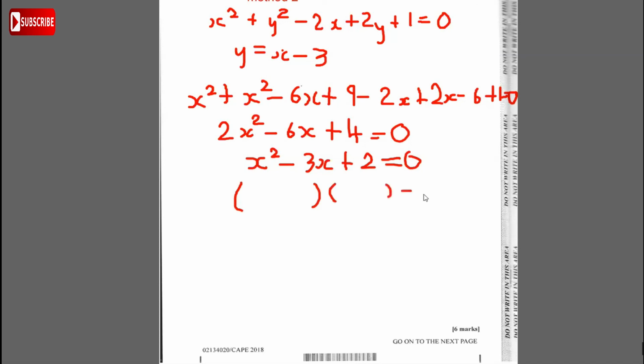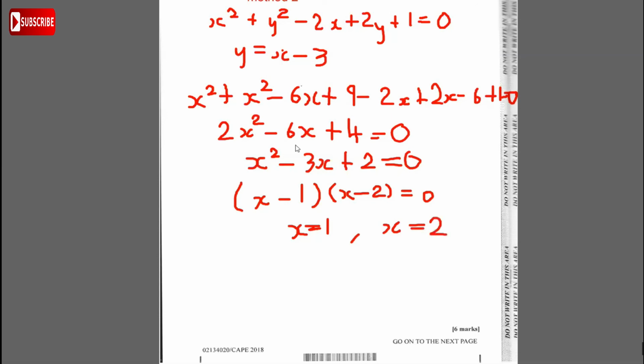Equals 0. You're going to have x, 2, and 1. Signs are the same, but both of them negative, so you have minus and minus. So in this case, you're getting x equal 1, or in this case, you're getting x equal 2. You're getting x equal 1, or x is equal to 2.